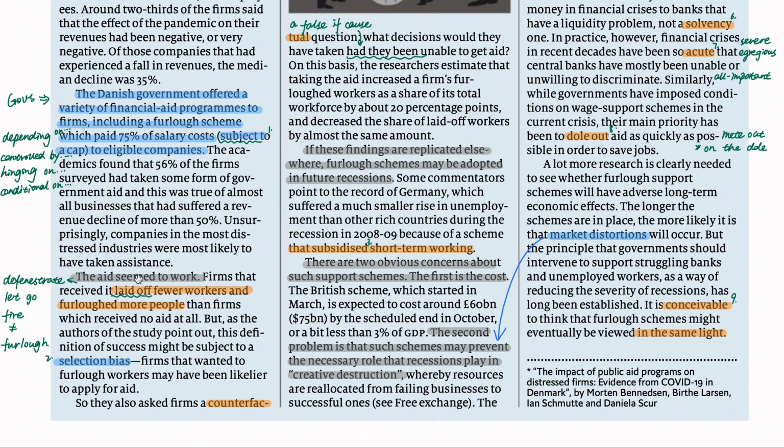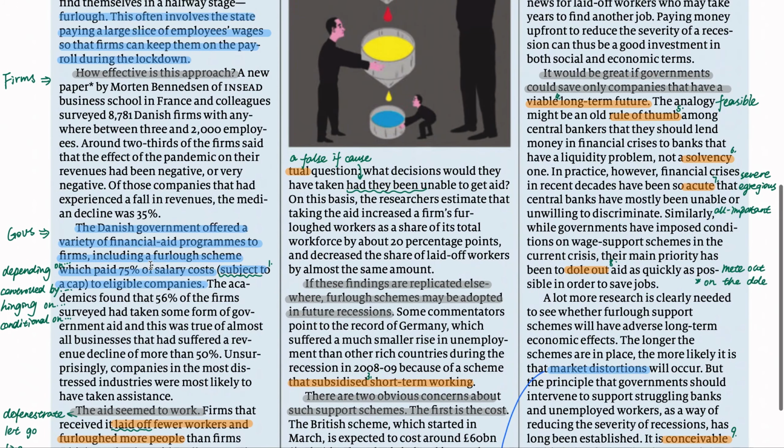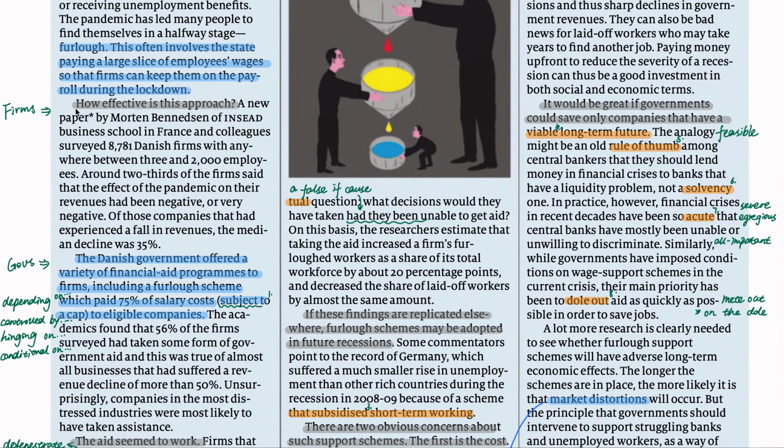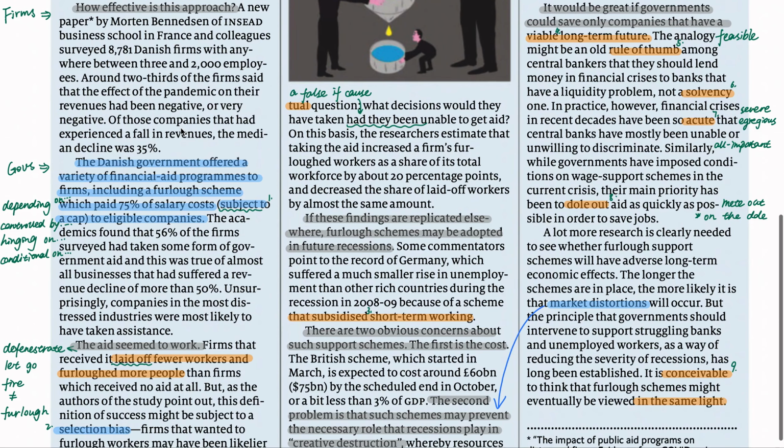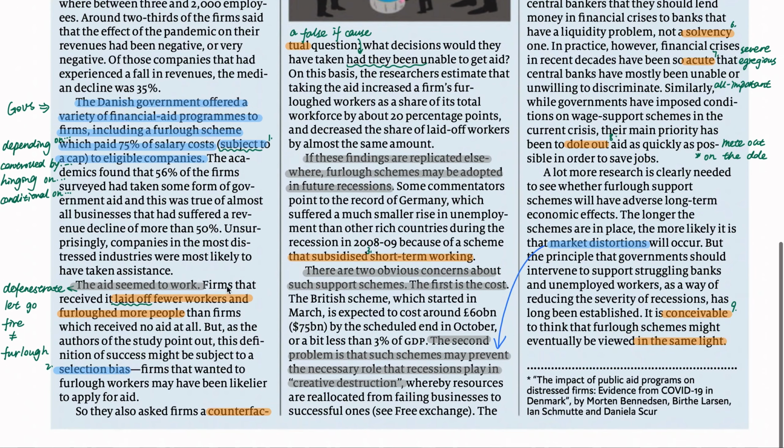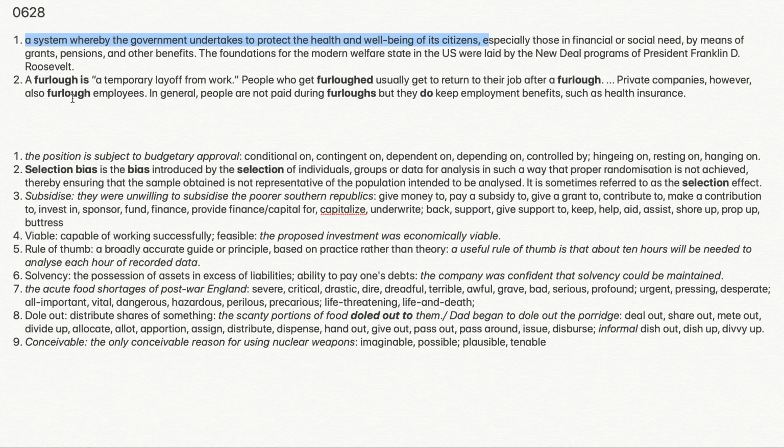Next one, the aid seemed to work, which seems like an answer for the question, how effective is this approach? Firms that received it laid off fewer workers and furloughed more people than firms which received no aid at all. So here we could see a difference between layoff and furlough. The difference basically lies in here. A furlough is a temporary layoff from work, even if they're not paid during furloughs, but they do keep employment benefits such as health insurance.